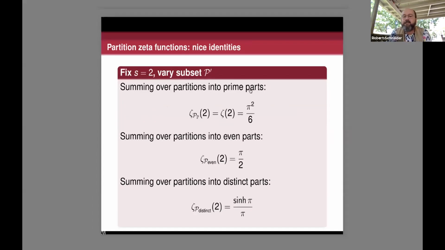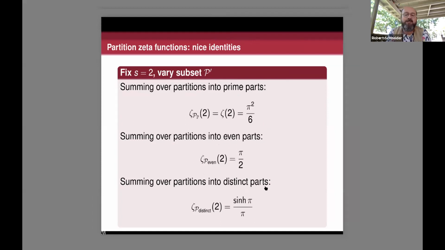Well here, if we want to sum over partitions into prime parts, by the definition of the zeta function, this is really just the Riemann zeta function. The partitions into prime parts are in bijection with the factorizations of the integers. We get pi squared over 6, whoopsie. If we sum over partitions into even parts, we get pi over 2. This is interesting because Euler's evaluations of the zeta function only give us even powers of pi. Here's one where we get an odd power.